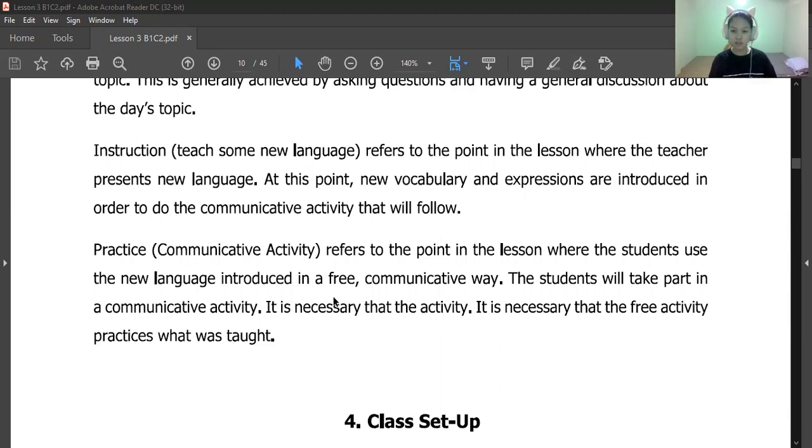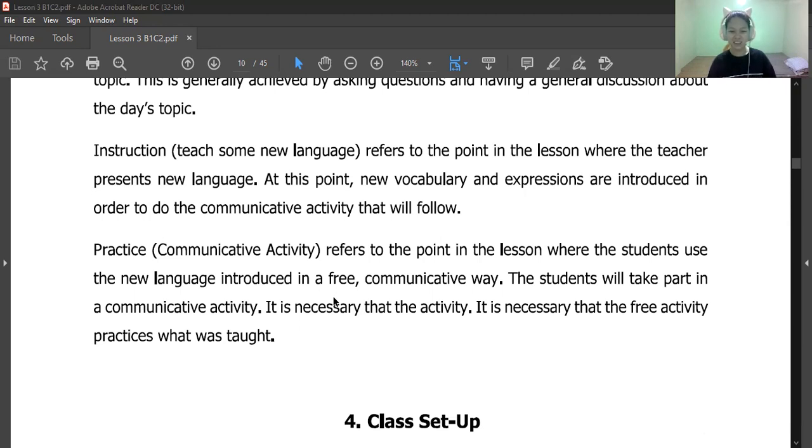So after the giving of the lesson about verbs, you proceed now with the activity. This refers to the point in the lesson where the students use the new language introduced in a free and communicative way. Unlike the direct method, errors are very much welcomed in the communicative approach. The students will take part in a communicative activity. That's why I mentioned a while ago that this is rarely a silent approach, because there is a lot of talking done for this approach.